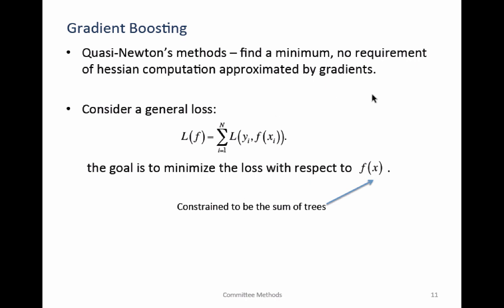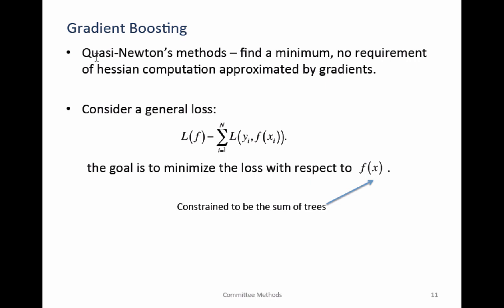It doesn't take any explicit requirement of the Hessian. This is approximated by gradients in this case. So that's exactly what this quasi means. If you have Newton's method, you need to explicitly compute the first and second derivatives. But here we're just going to use this method of finite differences.